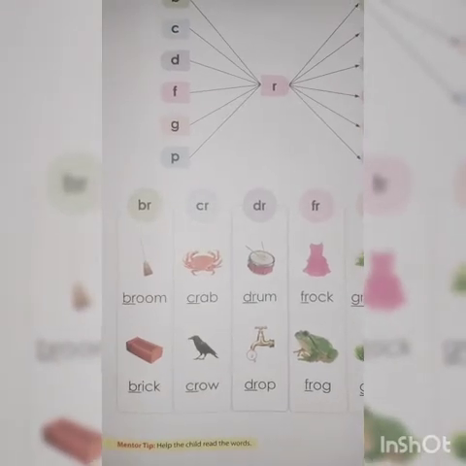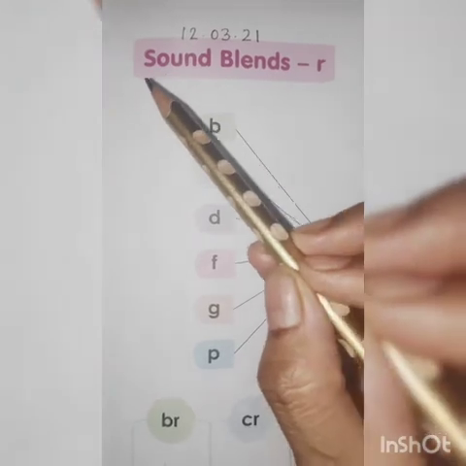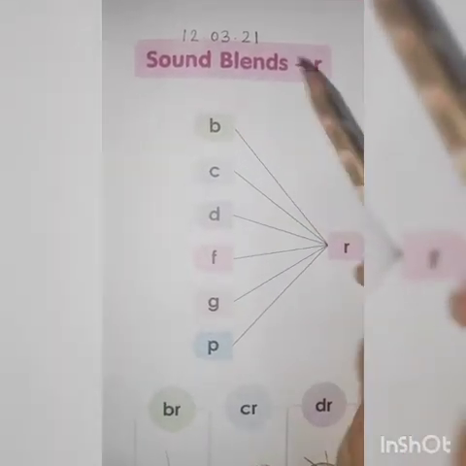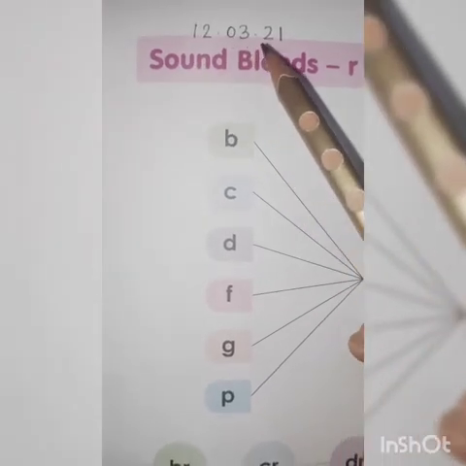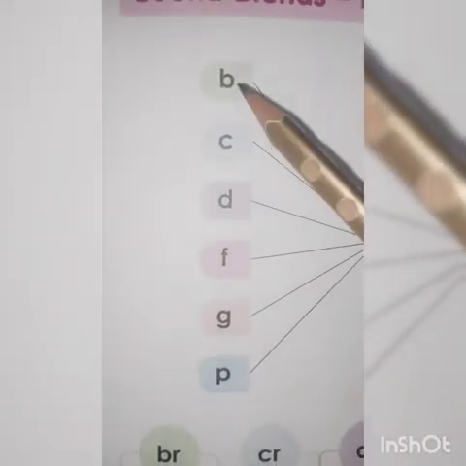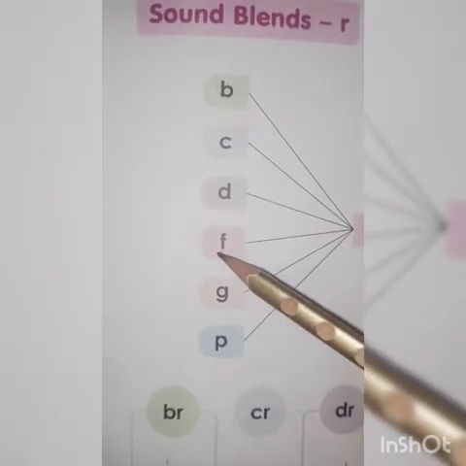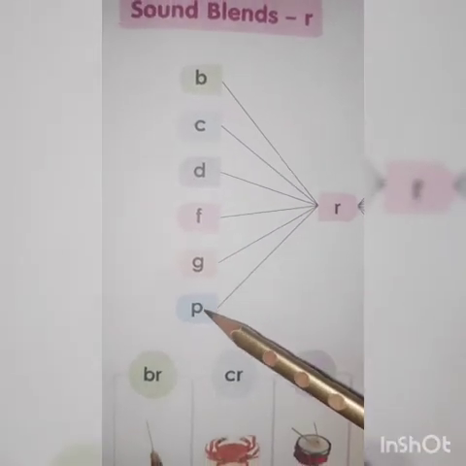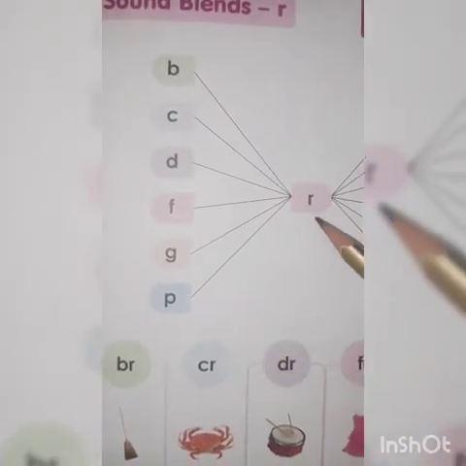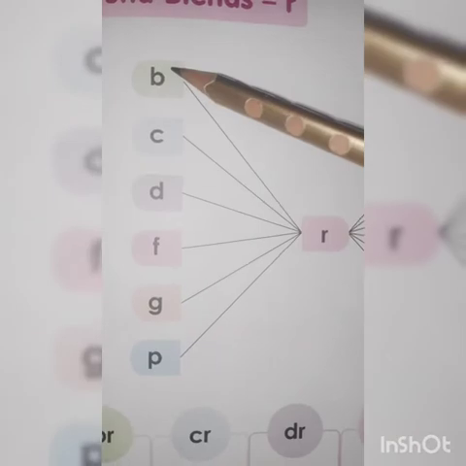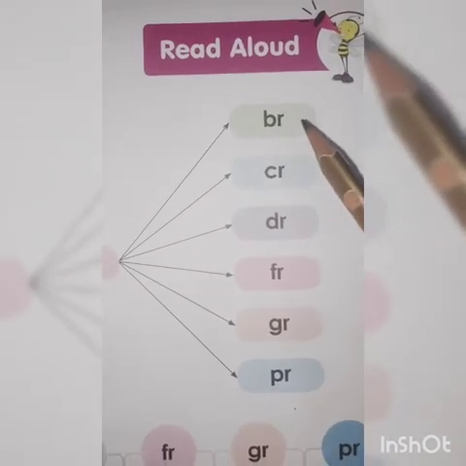Kids, take out your book number 3, page number 9. Today we will learn about sound blends R. Mention today's date. Today is 12th of March 2021. B, C, D, F, G, P, R. These are consonants. Okay? When we add B to R, it becomes br.